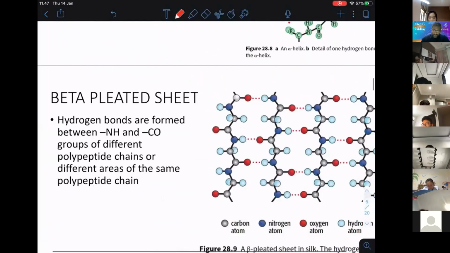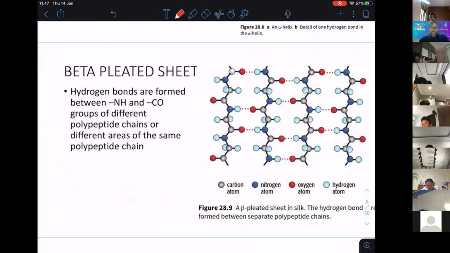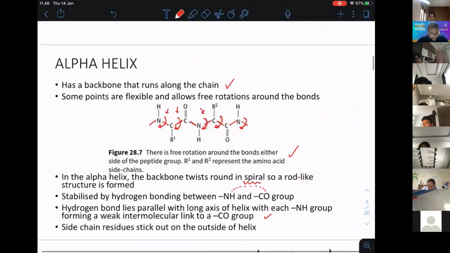Now, when we have this beta pleated, this is going to be secondary. Now, when we look at this beta pleated, secondary also, you see this one, alpha helix, is also a secondary structure.